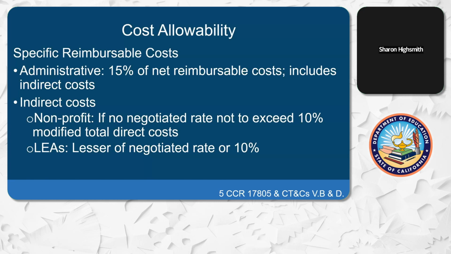If you're claiming indirect costs, it should be based on an approved cost allocation plan, and it must be on file. For LEAs, if you have a negotiated indirect cost rate of 8%, then you are required to use the lesser amount.